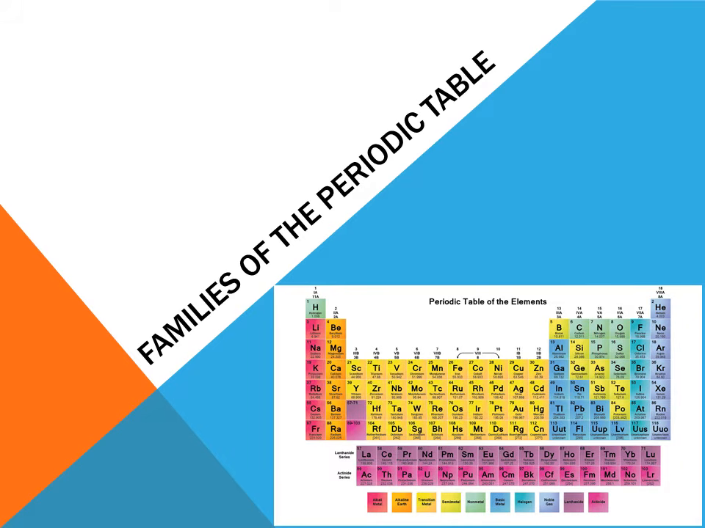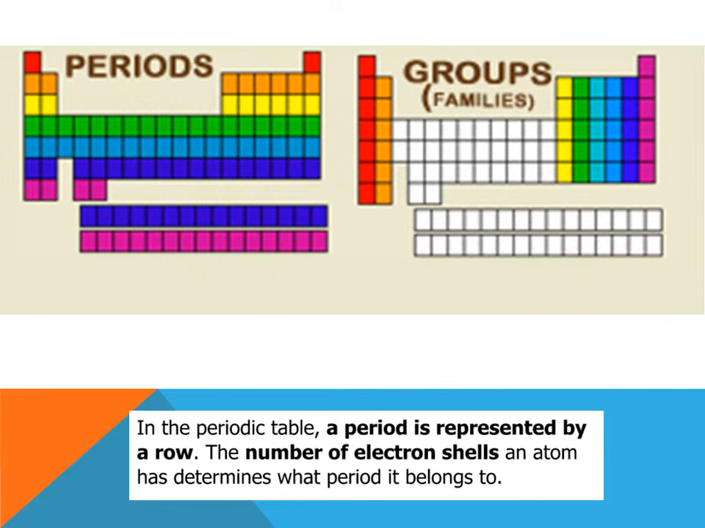Today we're going to be learning about the families of the periodic table. In the periodic table, a period is represented by a row. The number of electron shells, or energy orbitals, an atom has determines what period it belongs to. There are 7 periods on the periodic table, each shown here in a different color.